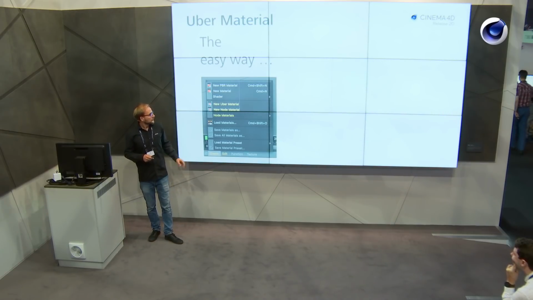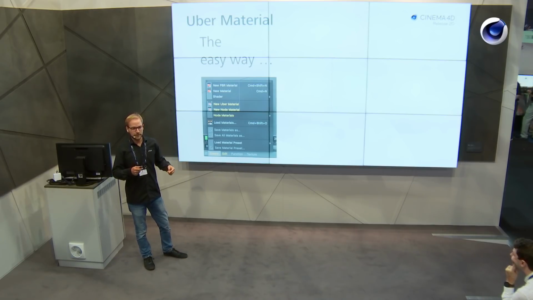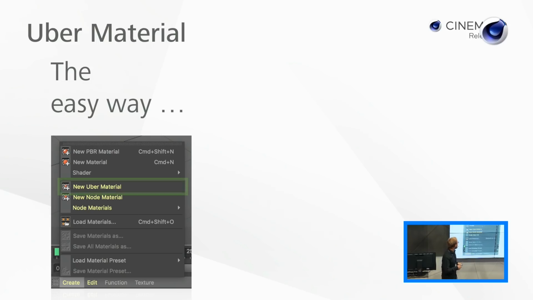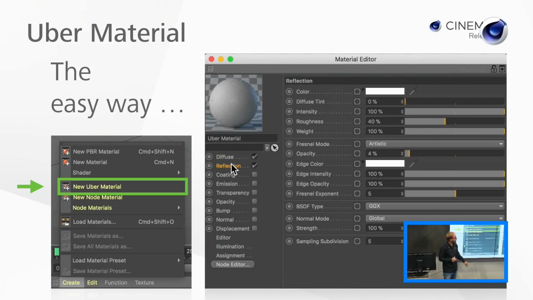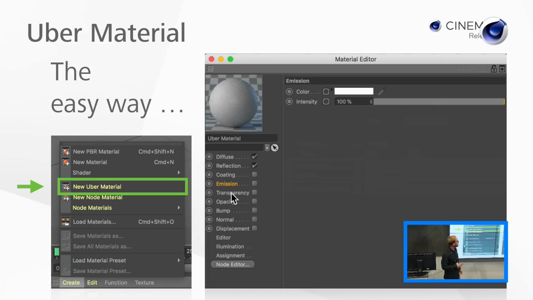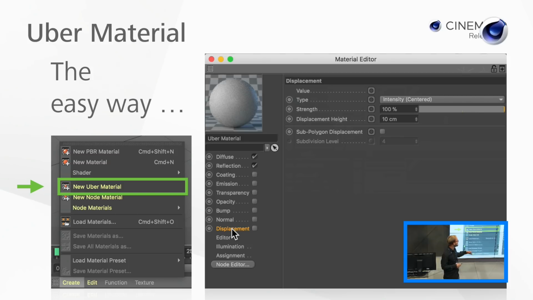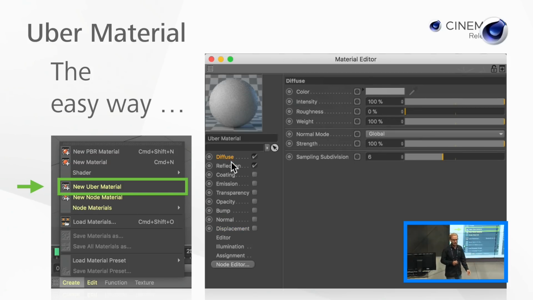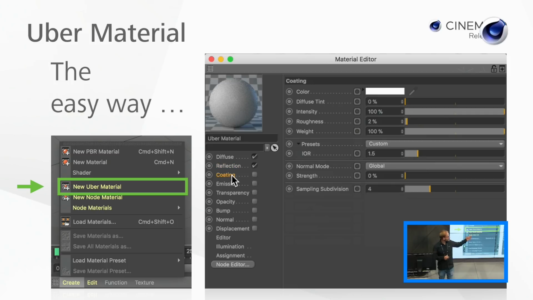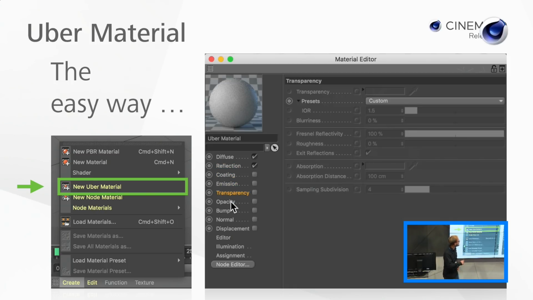Okay. But we also made it very easy for you and recreated our old material system using the node system, and this is done in the Uber material. So what you have here is a node-based material that has the interface, or almost the interface, of our old material system. You've got all of the channels, you can enable them, disable them, and you've got all of the parameters that you need, and you can add new nodes to these or add new shaders. And this is very, very powerful.